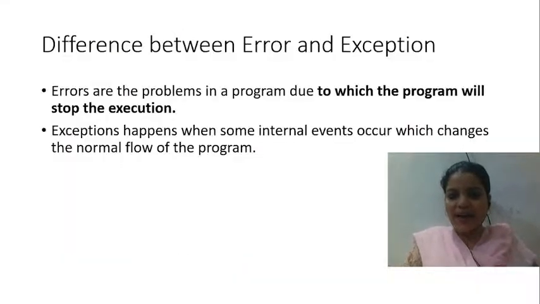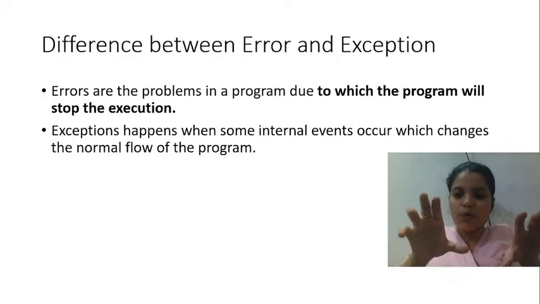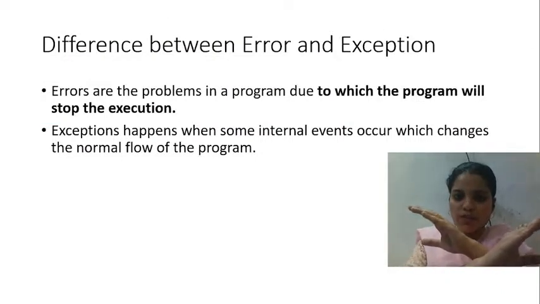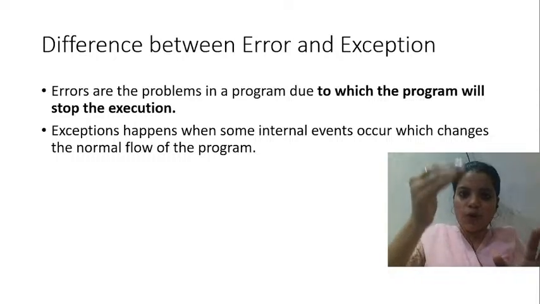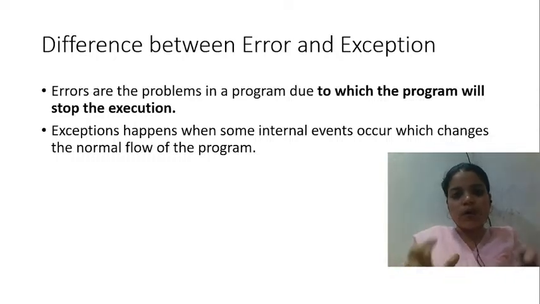So errors are the problems in the program due to which the problem will stop the execution. Exception happens when some internal events occur and change the normal flow of the program. Okay, we might not be responsible for the exception, most of the time.